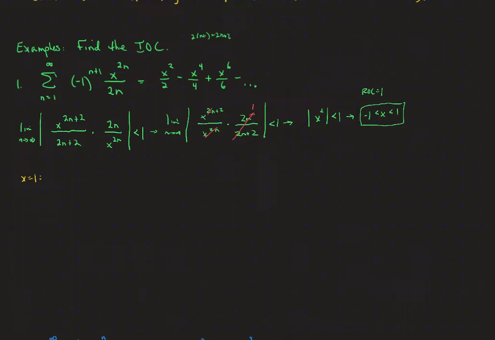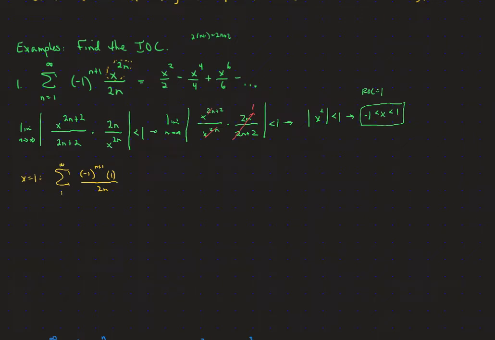So when we plug in x equals 1, we can see that 1 to any power is going to be 1. So our series is going to become the sum of (-1)^(n+1) times 1 over 2n, and n is going from 1 to infinity.